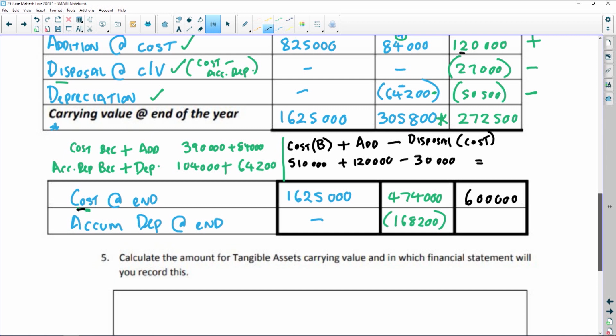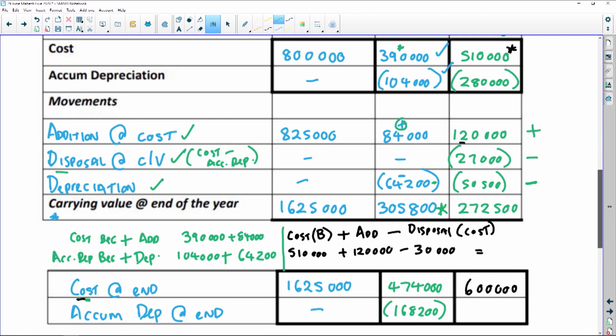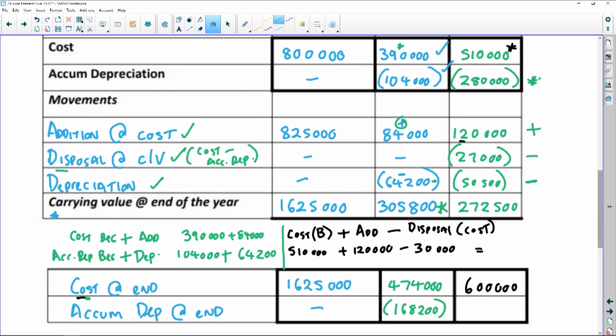Now how do I calculate accumulated depreciation at the end of the year? Once again, you're going to start off with accumulated depreciation at the beginning of the year, hopefully you guys can see this, 280,000. Okay, so we're going to start off with this 280,000. I am then going to add this year's depreciation. Remember, for this financial year, I've written off 50,500, so plus 50,500.